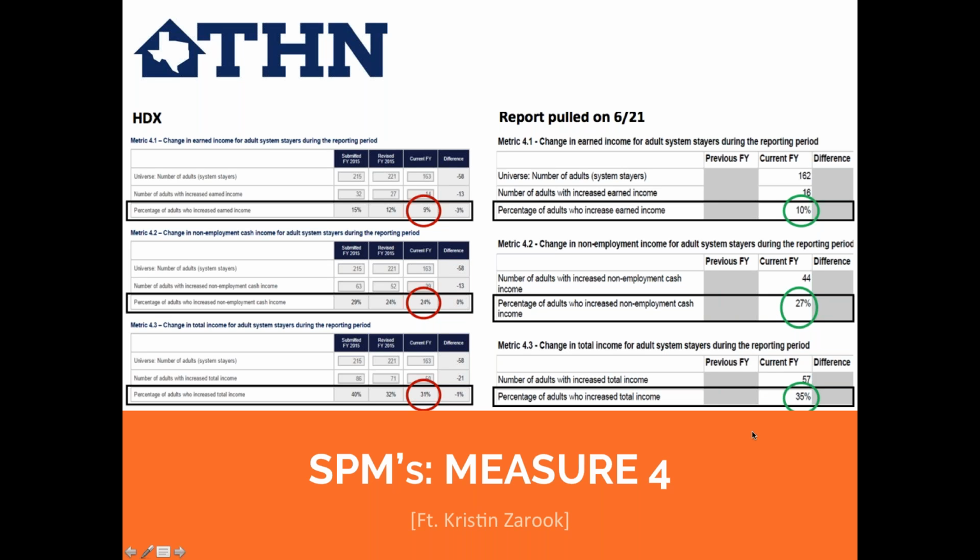Looking at 4.1, we went from 9% to 10%, 4.2, 24 to 27%, 4.3, 31 to 35%. Now, these particular measures, 4.1 to 4.3, are dealing with the stayers. So it was easier for a lot of you to get in touch with those clients since they were most likely around. But as you can see, our numbers went up in a positive direction. And you may say to yourself, oh, that's just a few percentage points difference. Well, that is a huge difference for us. It may seem like a small change, but it is very significant. We want to make sure that we're submitting the highest quality data to HUD. The better numbers that we can give them, the more benefit it's going to have for all of us when it comes to competition time. So on the left side, this is what HUD got. And on the right side, this is what they should have received, those higher percentage numbers.